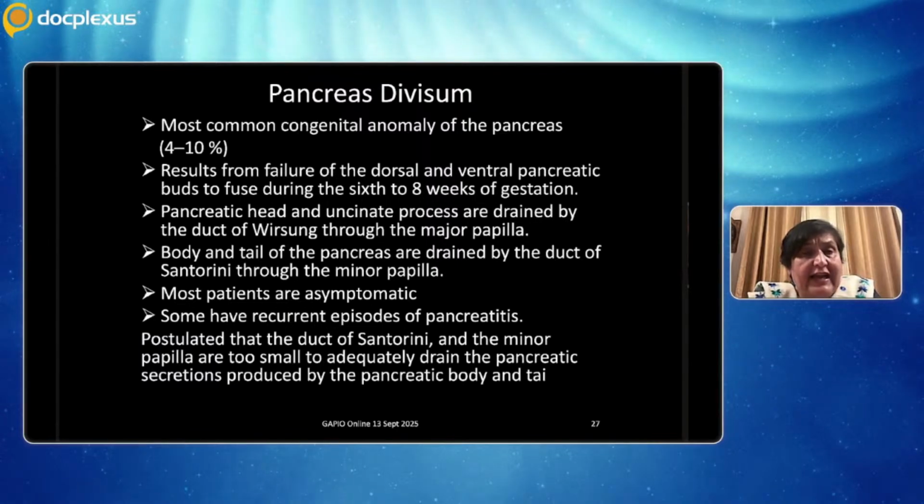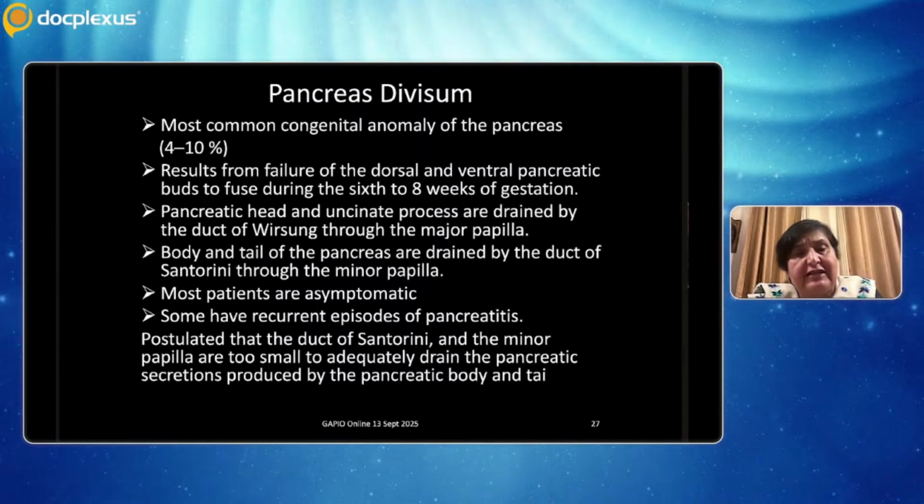The pancreatic head and the uncinate process are drained by the duct of Wirsung through the major papilla. The body and tail of the pancreas are drained by the duct of Santorini through the minor papilla. Now, most of these patients are asymptomatic, but some have recurrent episodes of pancreatitis. And these are the ones who come to you for evaluation and to rule out any anomaly.